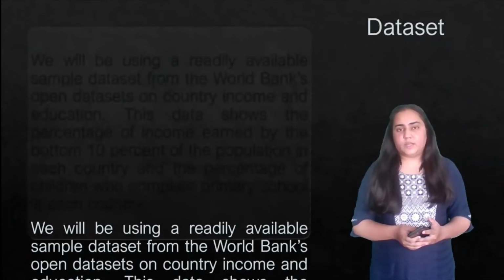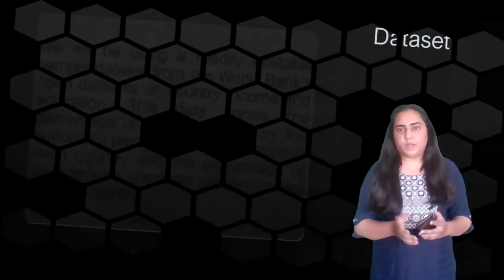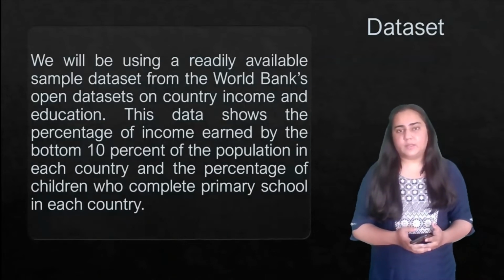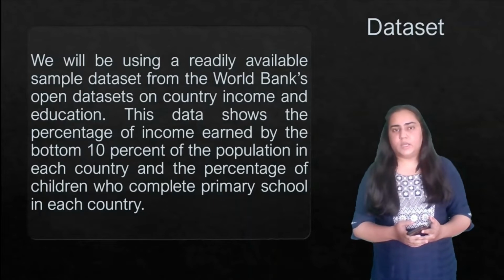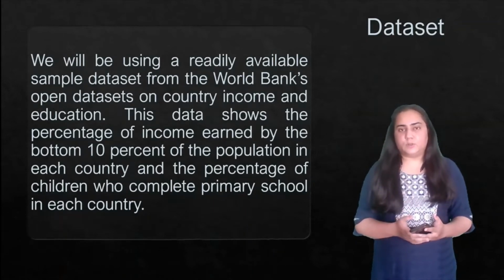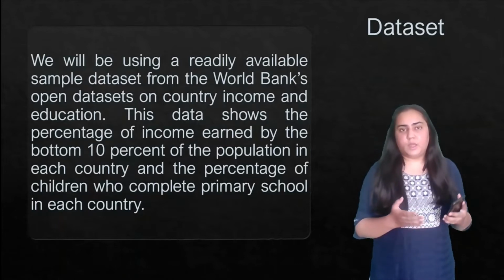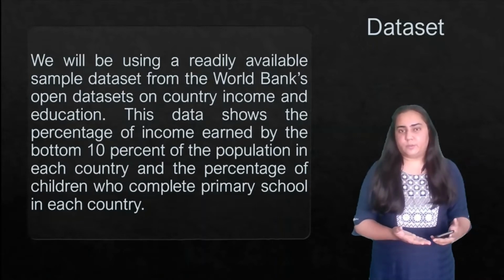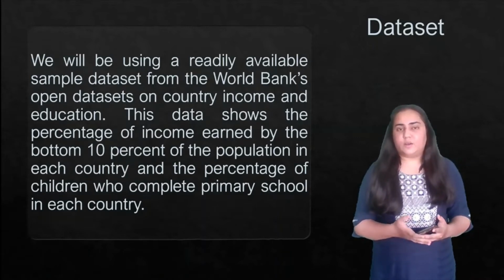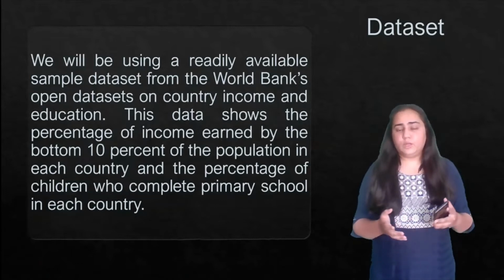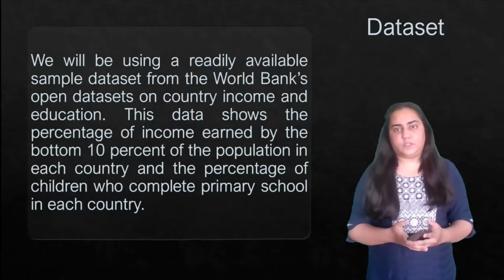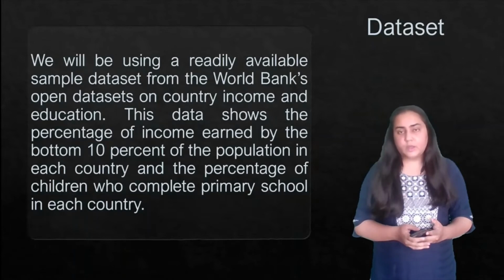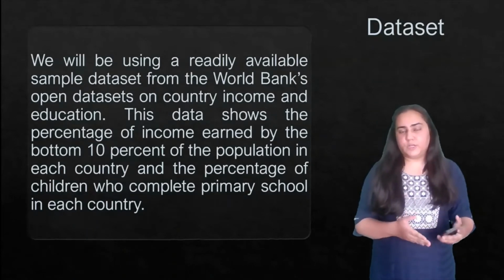Now, the data set that I'm going to be using in this video is this one. It's a readily available World Bank open data set, and it shows some countries' incomes and education. So it shows the percentage of income earned by the bottom 10% of the population, income-wise, from each country, and also the percentage of children who complete primary school education in each of these countries. So there are just these two things given in the World Bank's data set, which we will be using and which I'm going to be referring to in this video.